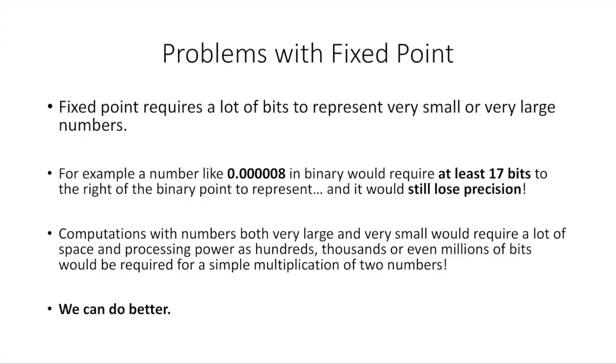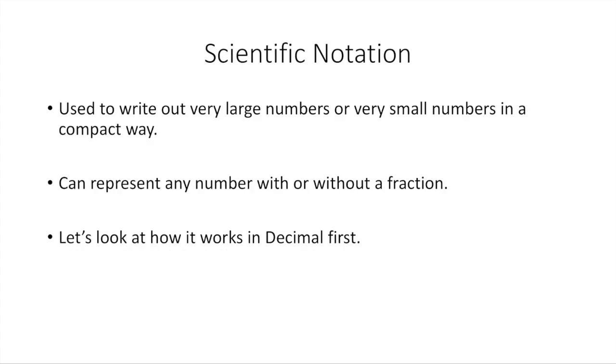So let's take a look at some solution that we can use here. We need to go into something called scientific notation. You may have learned this in school, particularly if you took a chemistry class. It's used a lot in chemistry. Physics also uses it. So if you took that, maybe you learned about it, but we're just going to cover it again. You can use scientific notation to write very large or very small numbers in a compact way. And you can represent any number, with or without a fraction, by the way, in scientific notation. We're going to look at how this works in decimal first.